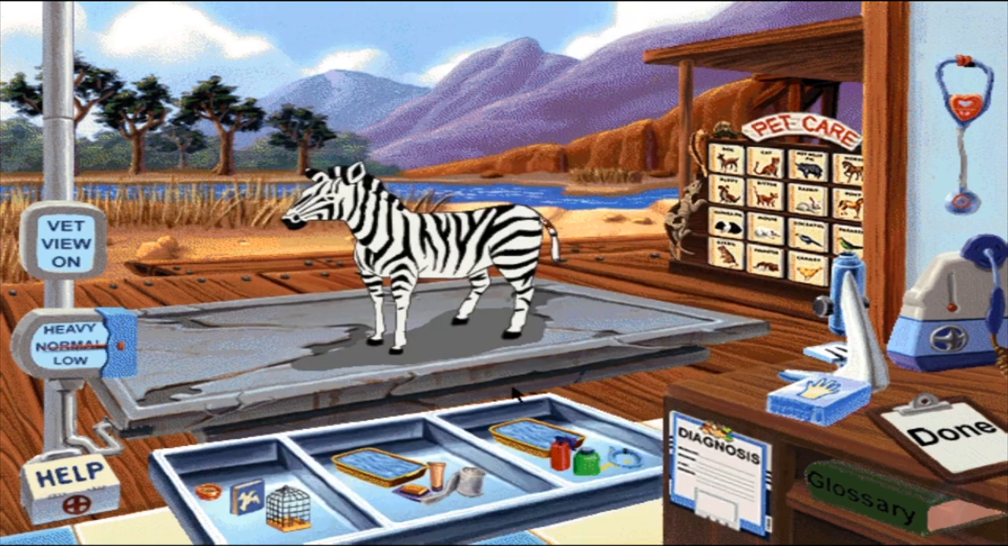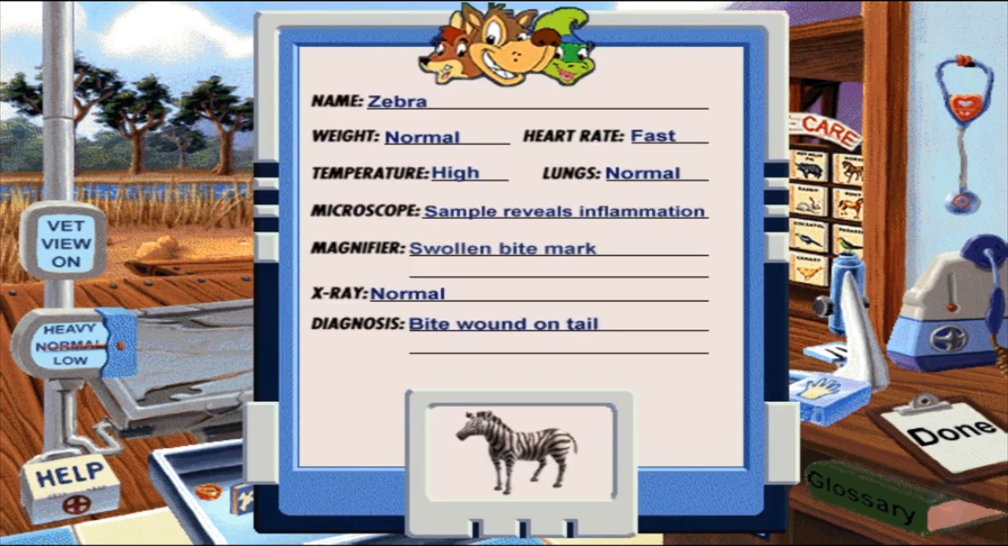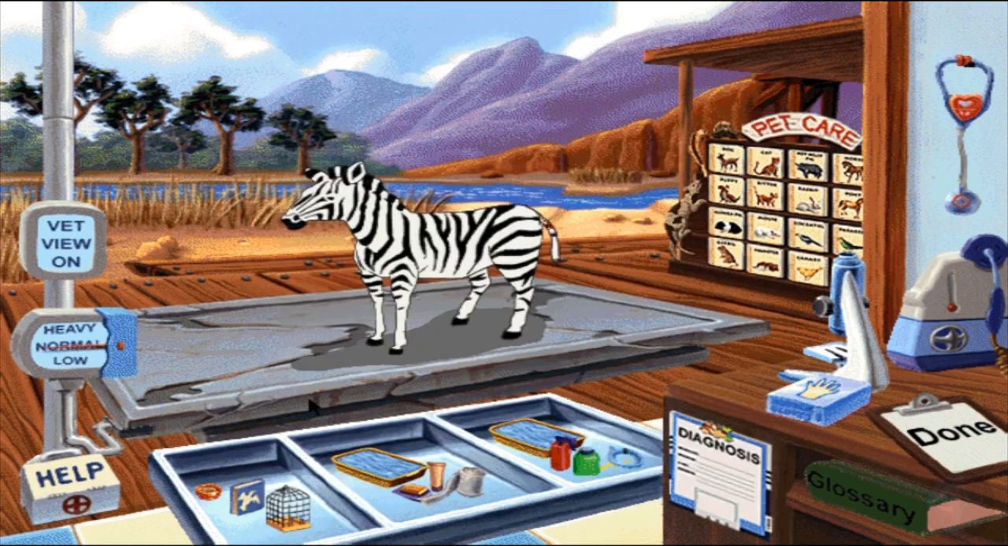Now that we know what the problem is, I will... Soap and water, topical antibiotics, bandages. Good treatment choice. Cleansing and applying antibiotics to the bite area will fight off infection. The bandages will keep the area clean and protected. The zebra should come back in a week for a checkup.